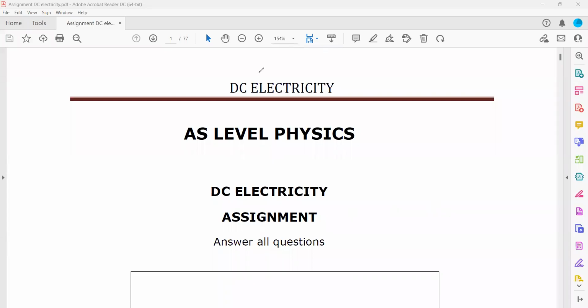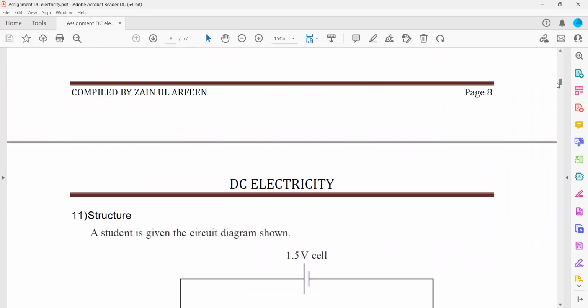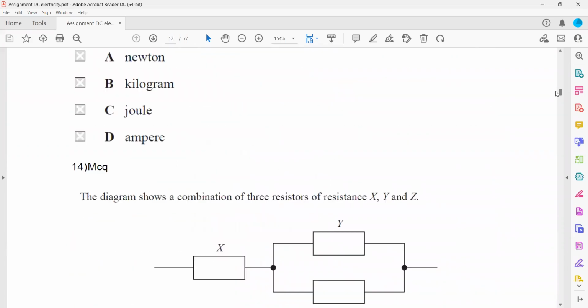So this is assignment DC electricity. We have already covered questions 1 to 16; the session is recorded. So we'll start with question 17 and onward.